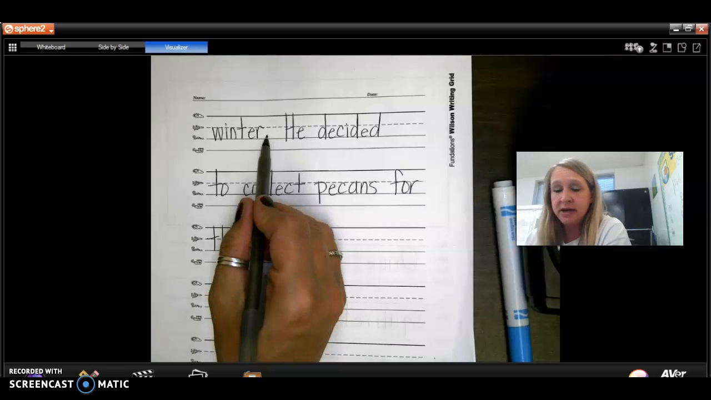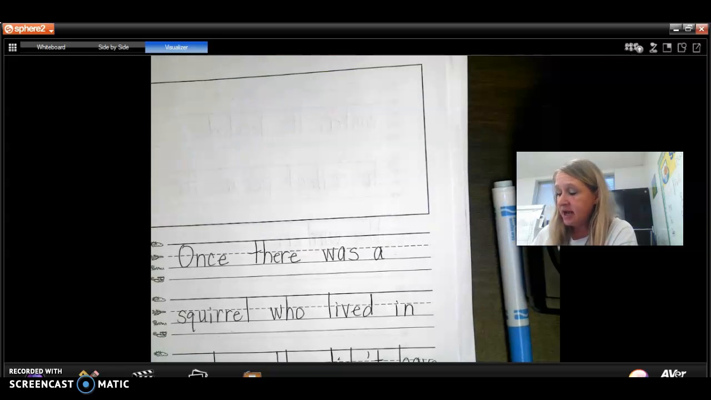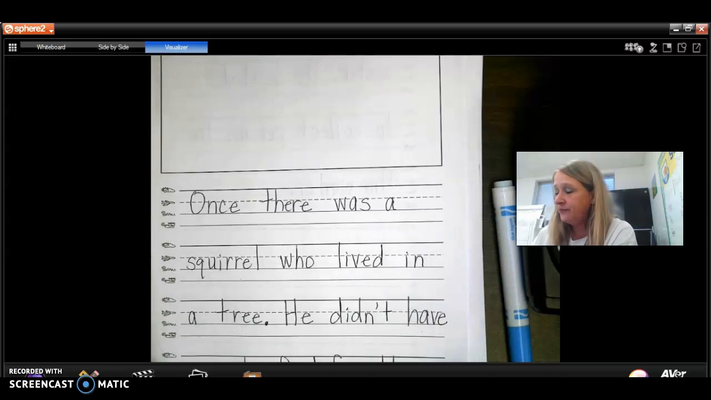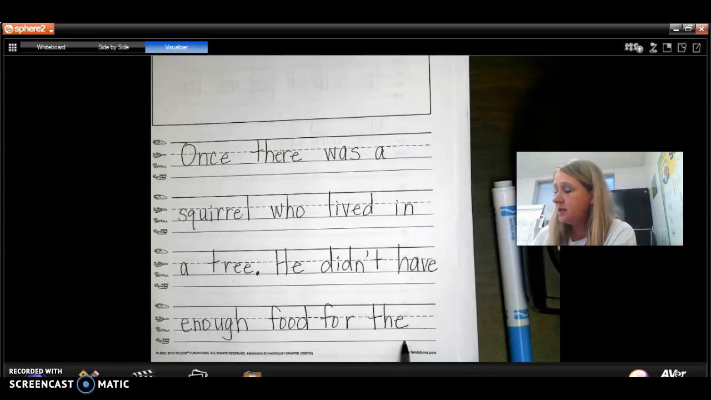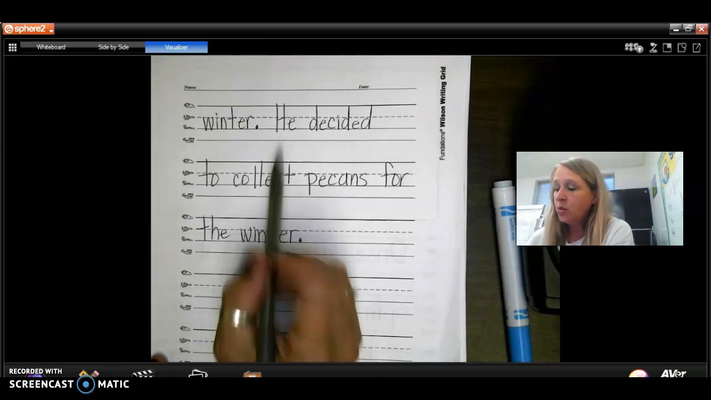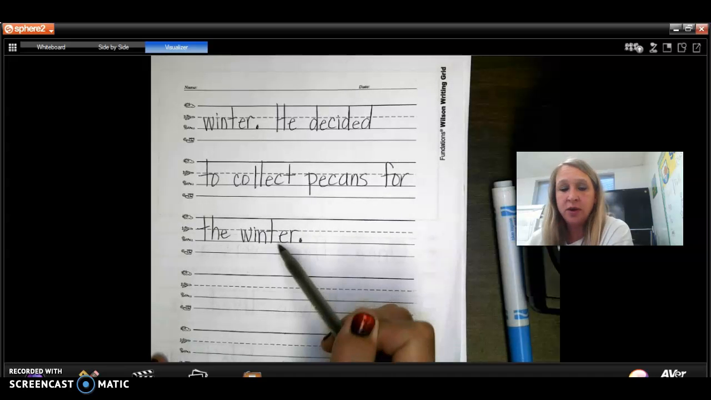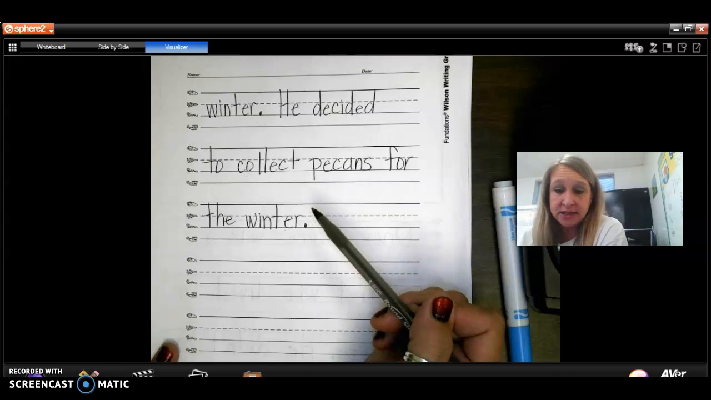This was the end of my other sentence that I started on this page. He didn't have enough food for the winter. He decided to collect pecans for the winter. And that's the end of my story.